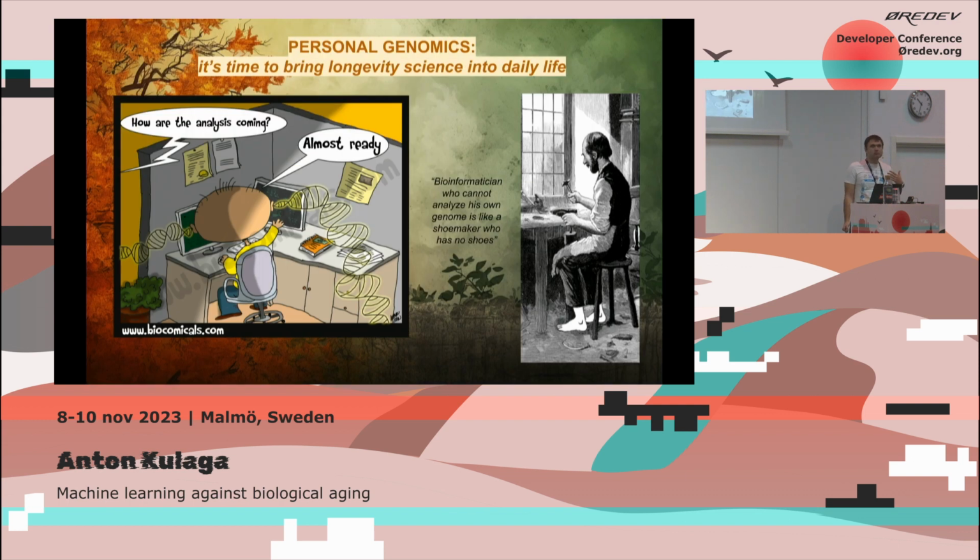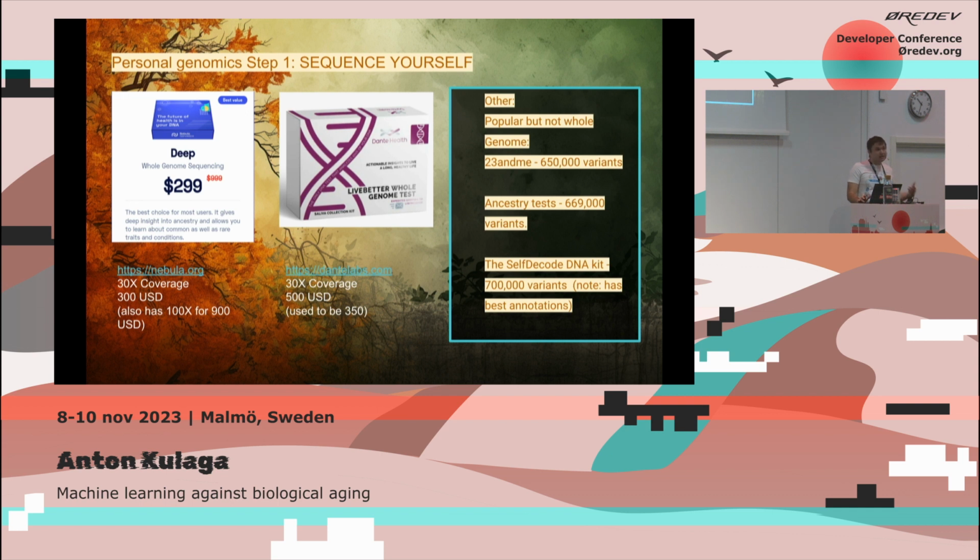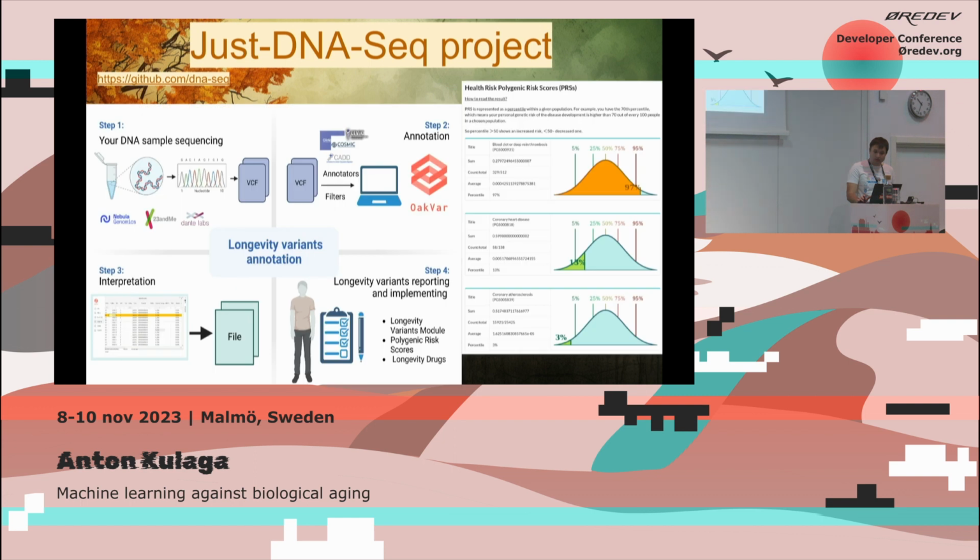Overall, in my case, I started the project because I didn't want to be a shoemaker without shoes, like a bioinformatician that cannot analyze himself. So it's an open source project, and everybody can do it because sequencing is really cheap. You can sequence yourself, but there are no really good solutions about longevity, and we developed an open source library, and we have the largest collection in the world of genetic variants connected with longevity, actually.